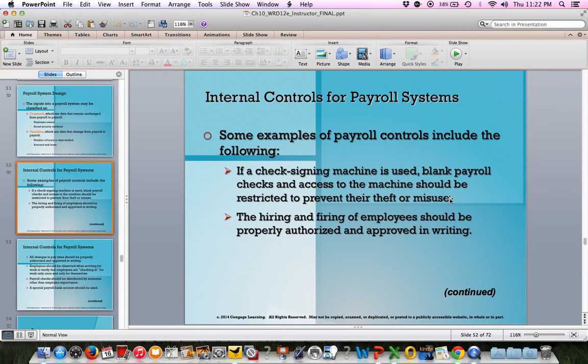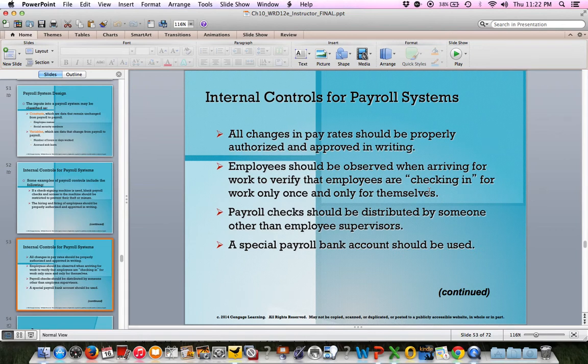Of course, some good controls. It says a check signing machine, if that's used, blank payroll checks and access to the machine should be restricted to prevent theft or misuse. The hiring and firing of employees should be properly authorized and approved in writing. You want to make sure you're not paying somebody you shouldn't be, especially when it's done electronically, right? If somebody was let go, you don't want to keep paying them. Changes in pay rate should be properly authorized and approved in writing. There should be a couple of people involved in that step and that process, of course. Probably a supervisor plus somebody in HR.